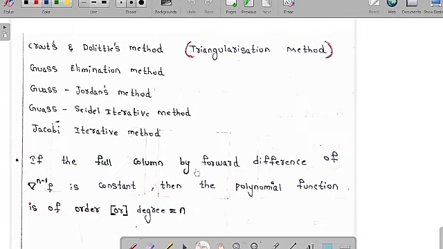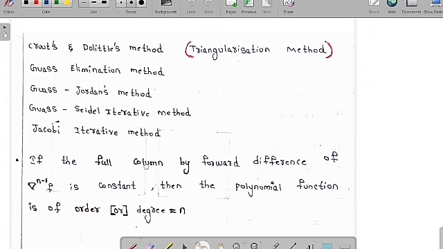If the full column of the forward difference delta to the power of n minus 1 f is a constant, then the polynomial function is of degree n. It's a very simple thing here. If you are going to take the forward difference of f, and if delta to the power of n minus 1 f gives a constant value for the full column, then we can say it is a polynomial of degree n.